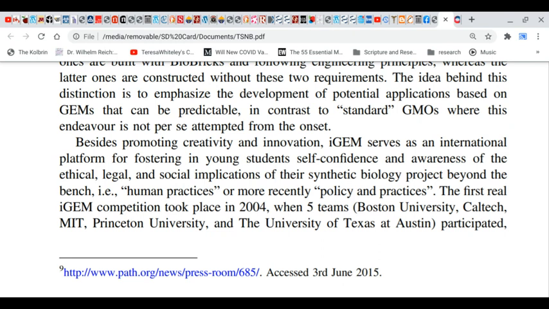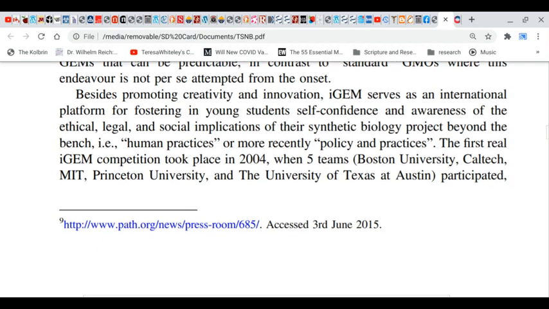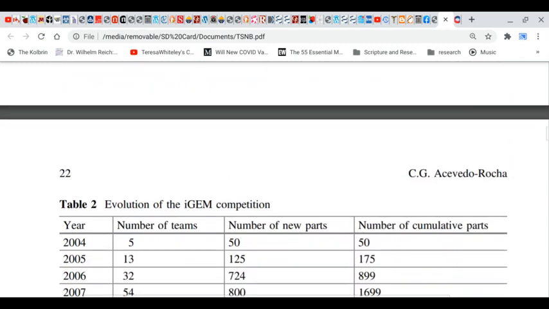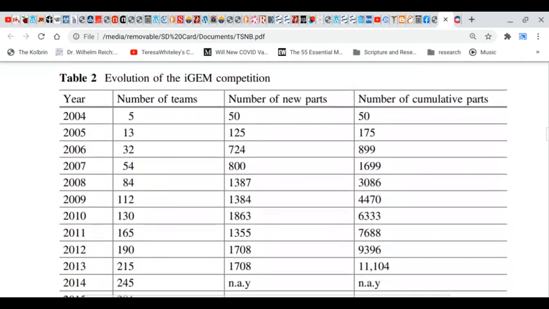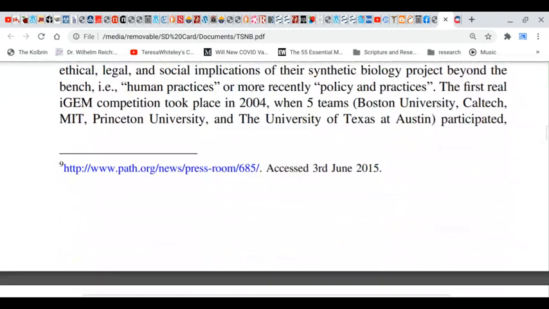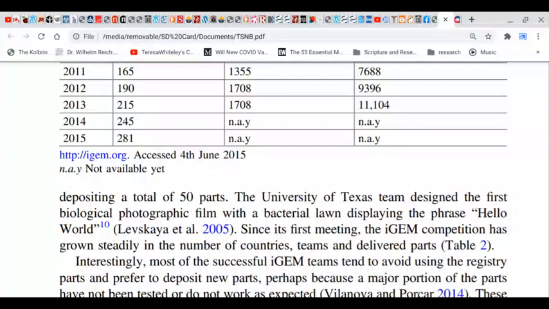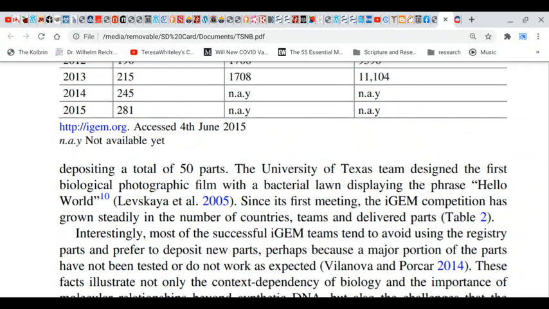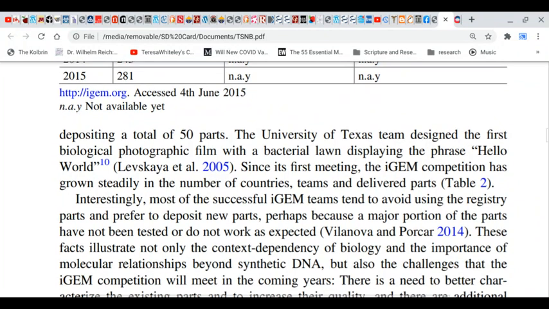The first real iGEM competition took place in 2004 when 5 teams, Boston University, Caltech, MIT, Princeton University, and the University of Texas at Austin, participated, depositing a total of 50 parts. The University of Texas team designed the first biological photographic film with a bacterial lawn displaying the phrase, "Hello World." Since its first meeting, the iGEM competition has grown steadily in the number of countries, teams, and delivered parts.